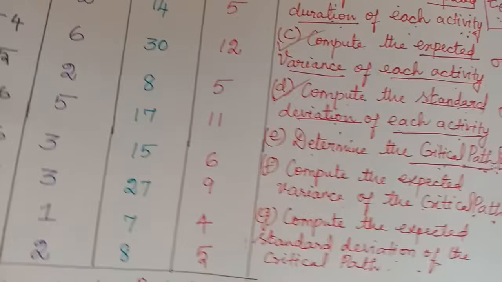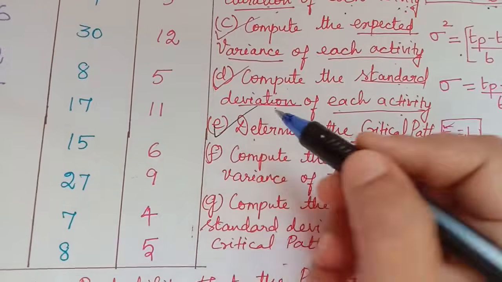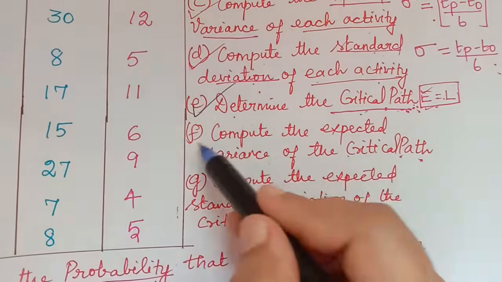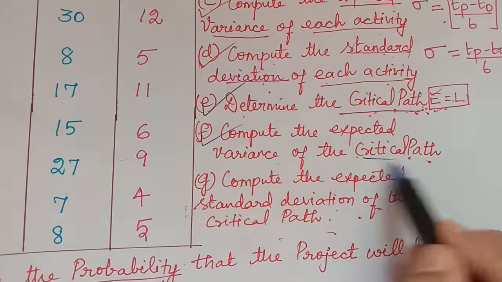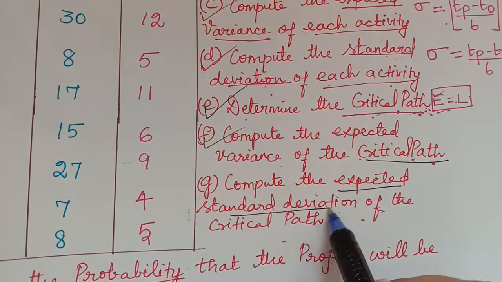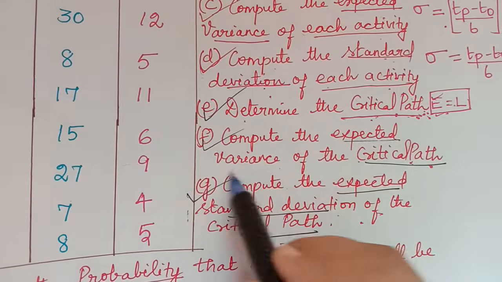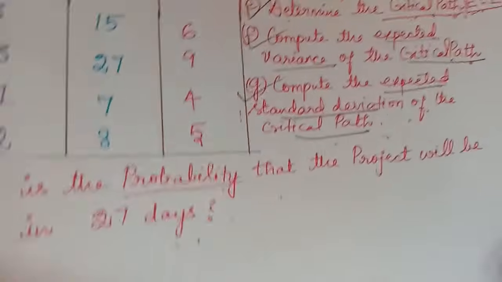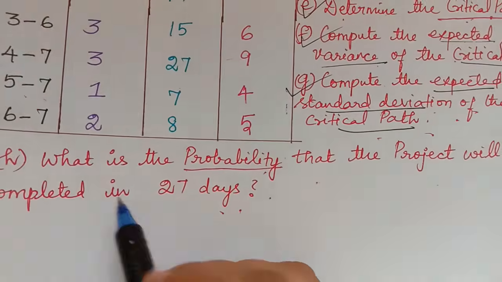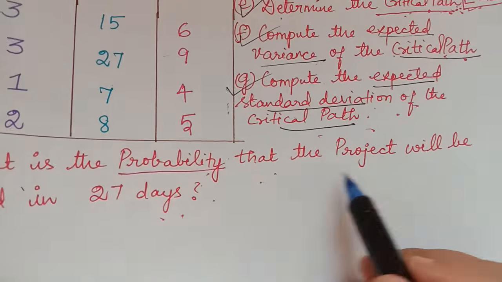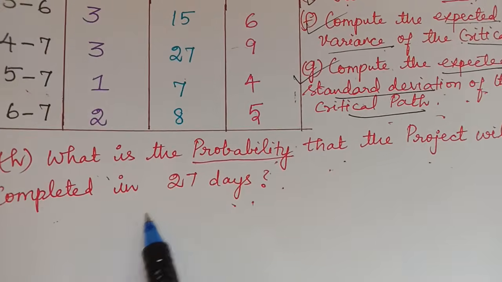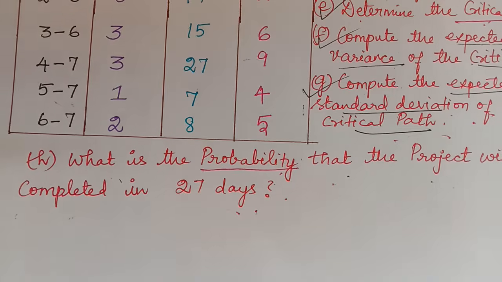So if you see in the given question, we have determined the critical path, we have completed this. The expected variance also we have done for the critical path, and the expected standard deviation for the critical path is also done. So all this is completed. The last left out question is, what is the probability that the project will be completed in 27 days?